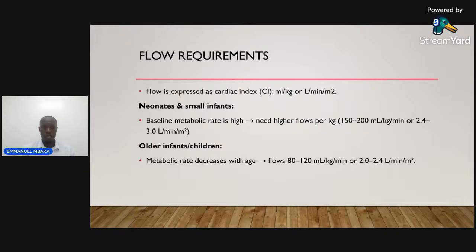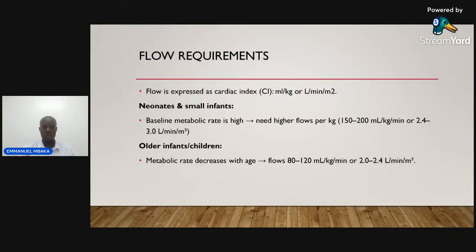So the flow requirements, we need to understand the flow is expressed as cardiac index, that is mils per kg or liters per minute per meter square. So the flow requirement is very important, and we need not to use the adult flows to the neonates or children, because it will lead to underperfusion and organ injury.